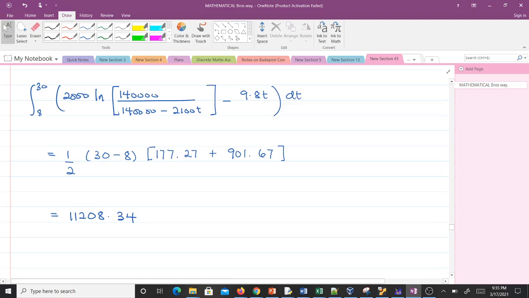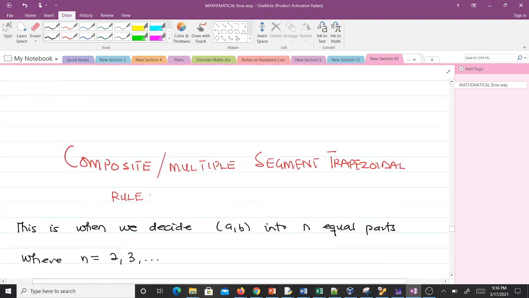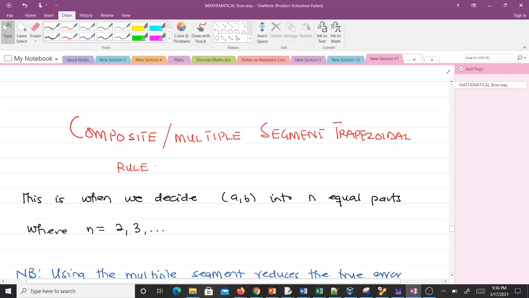So that means this integration will be equal to 1 over 2 times b, which is 30, minus a, which is 8. This is f of a and this is f of b. So evaluating this gives us this result here. So that's how we do this integration, and have you seen it is quite simple, right? So if you understand this, then let's now direct our focus to the composite or multiple segment trapezoidal rule.